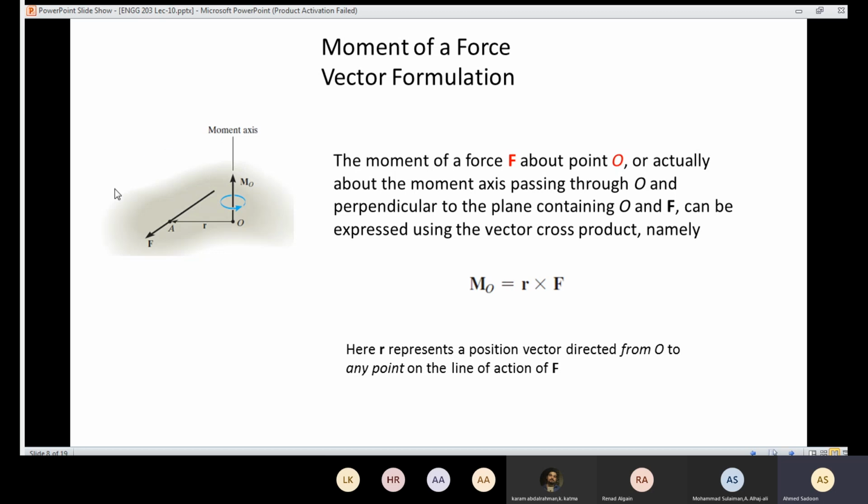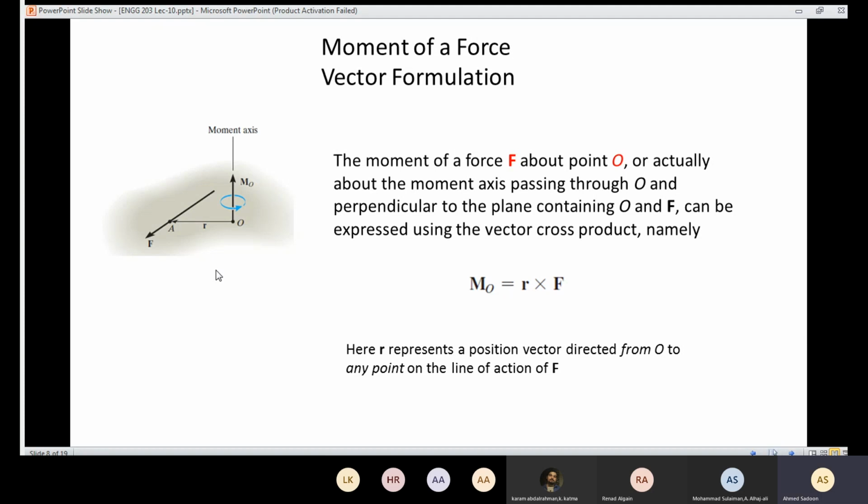If you can see here, if I have a body and I have a force F here, as a result of that force, I'm going to have a moment about that axis. In that case, the direction of the moment is going to be perpendicular to the plane of the point O and F. So here, if I have a plane, the axis of the moment is going to be perpendicular to that plane.